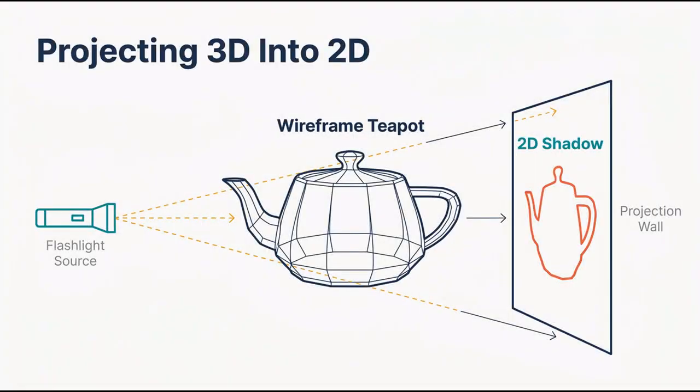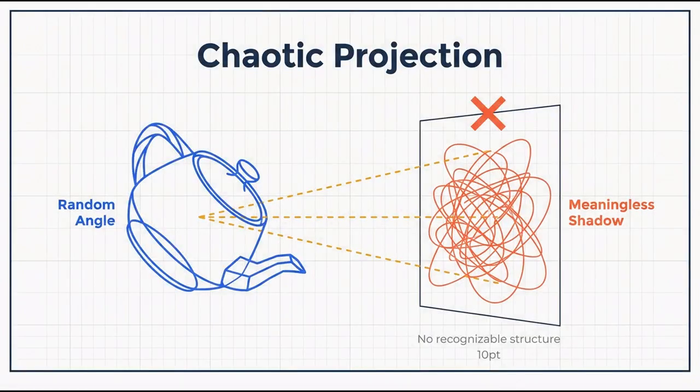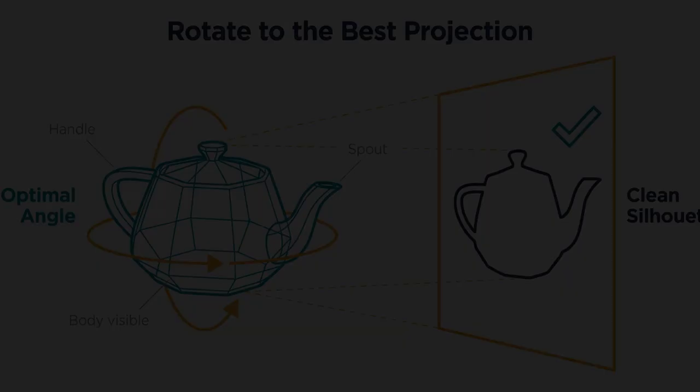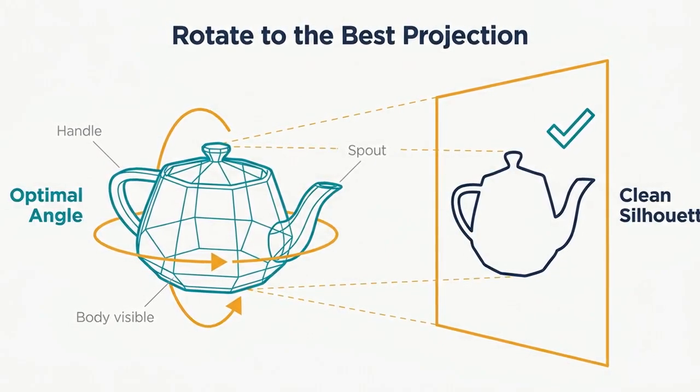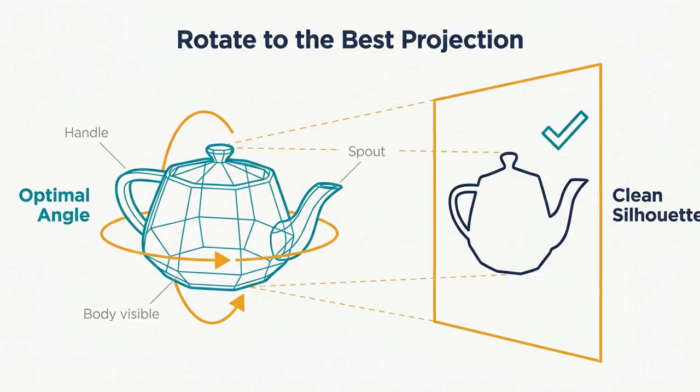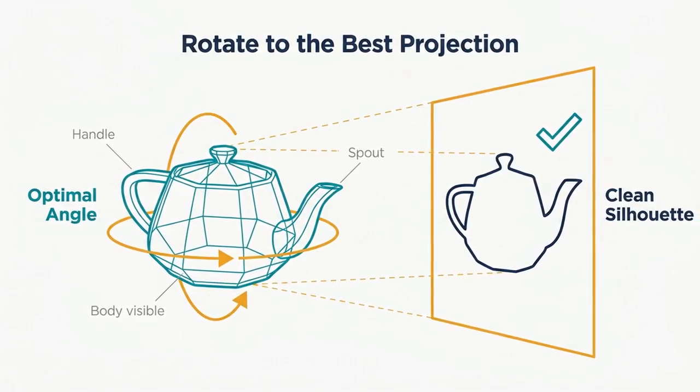Imagine you are holding a wireframe teapot in a dark room. You shine a flashlight on it, casting a flat, two-dimensional shadow on the opposite wall. If you hold the teapot at a random angle, the shadow is a meaningless, tangled mess of black lines. Rotate the teapot just right, and suddenly the teapot's handle, spout, and body appear in perfect, recognizable silhouette.